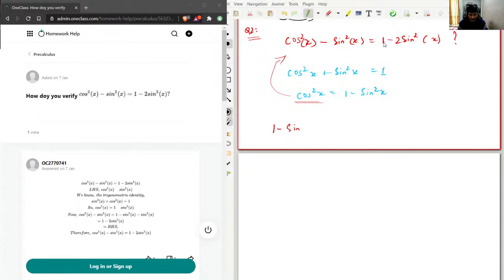So where we were: 1 minus sine square x minus sine square x. Now I can just write this as 1 minus 2 sine square x.